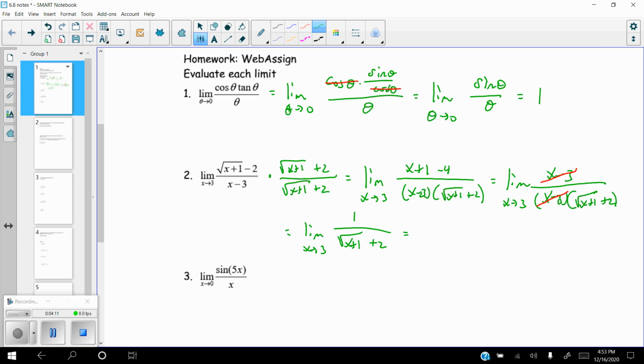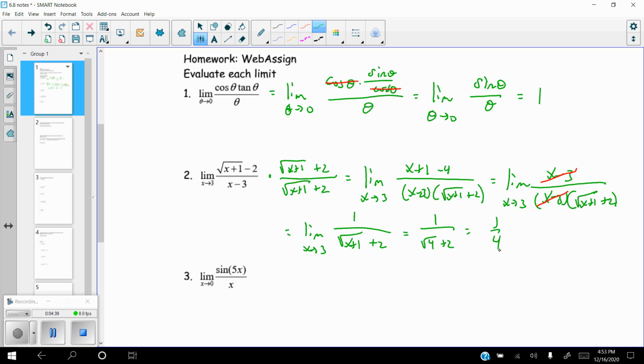Now, if I directly substitute 3, we are no longer going to get an undefined value in the denominator. As a matter of fact, we get 1 over the square root of 4 plus 2. Square root of 4, of course, is 2, so we get 1/4, and there's your limit. And then for the last one, well, the last one that I can see currently, I know that there are more of them.